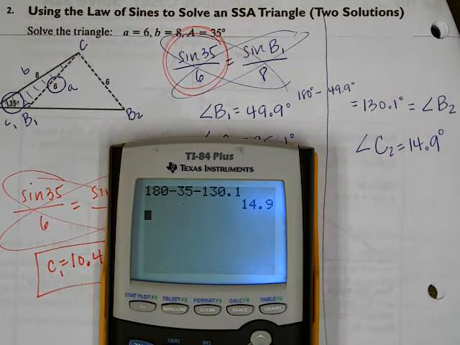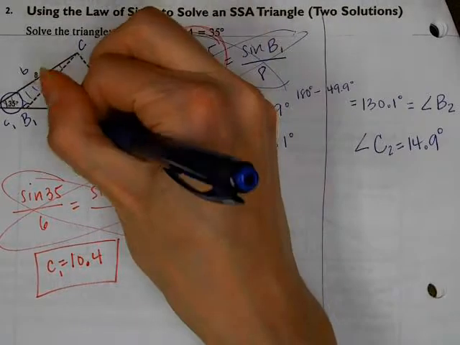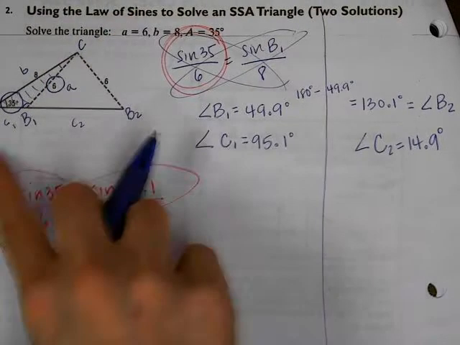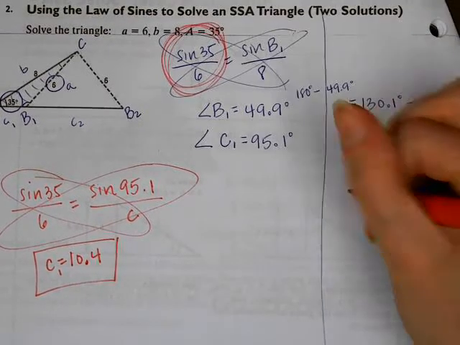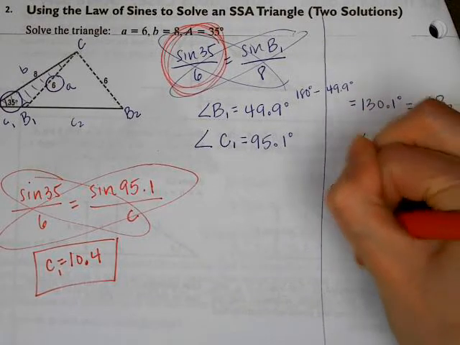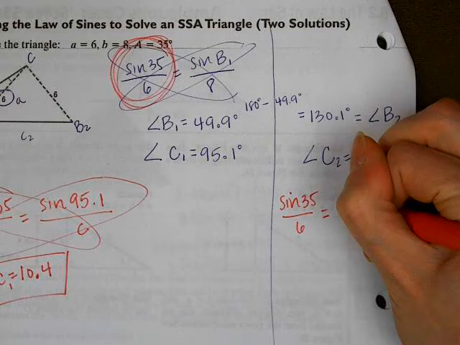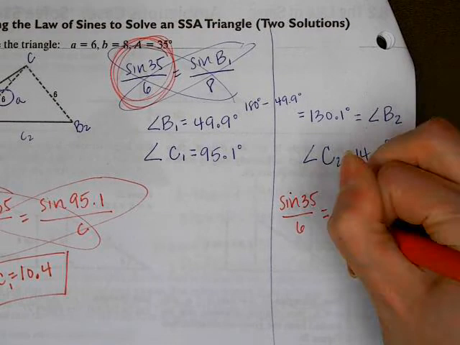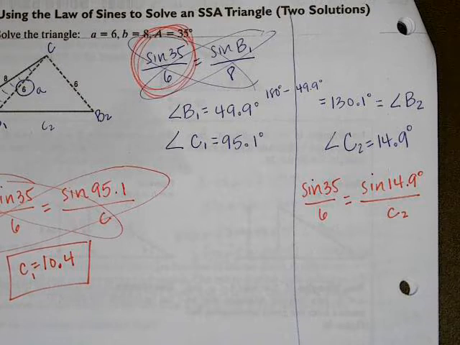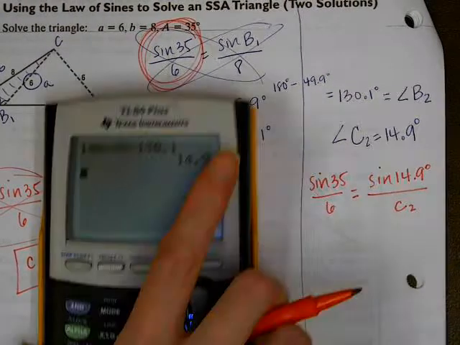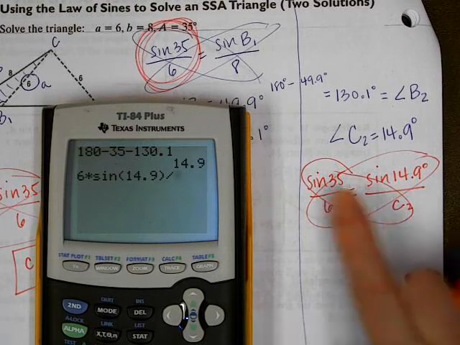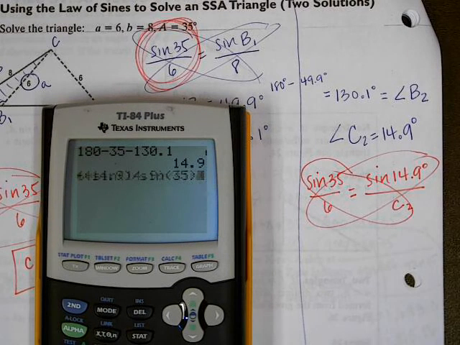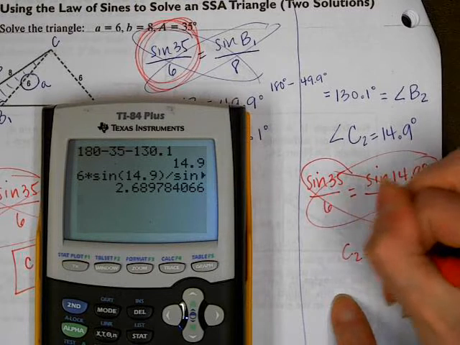degrees. And now we just have to find side C2. But again, that was really that triangle. Doesn't matter. So let's do law of sines again. Let's use our original ratio. Sine 35 over 6 equals, and we'll do sine of the 14.9 degrees over the new side C. So we'll call it C2. All right, so if you guys cross multiply, we get 6 times sine of 14.9 divided by sine of 35 again. And this time, side C is going to be 2.7.